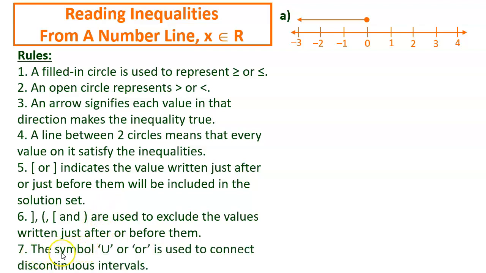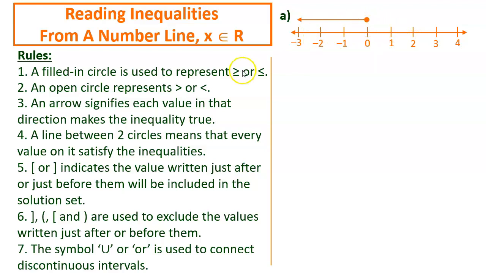Seventh and the last point is the symbol. This is the symbol for union, U, or this word or is used to connect the discontinuous intervals. Okay. Now let us come to the first example, the inequality that has been shown on the number line.